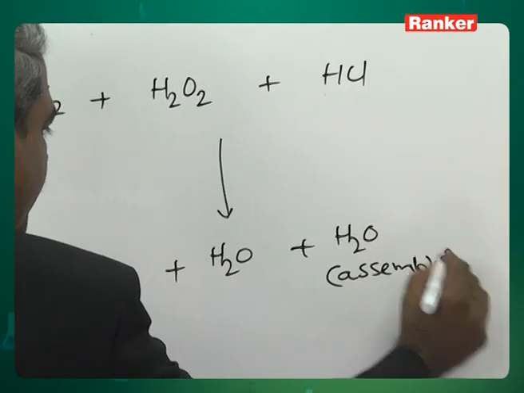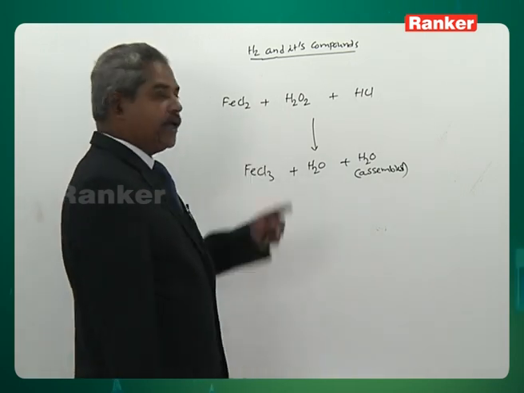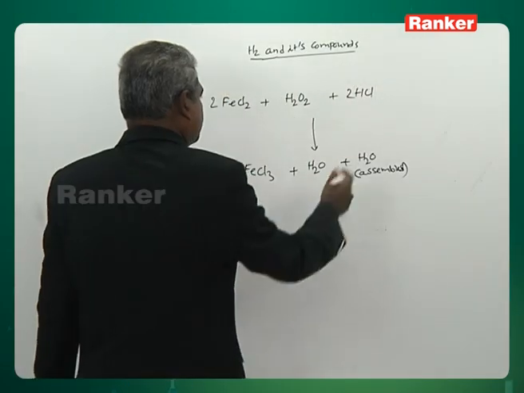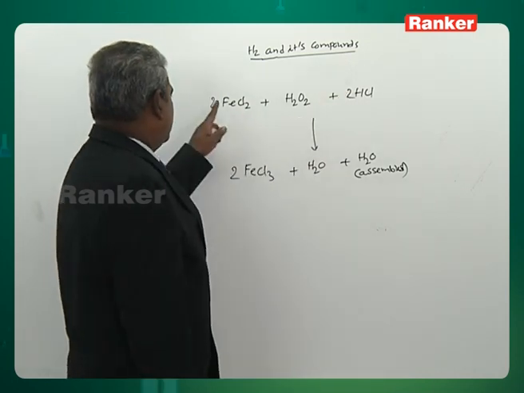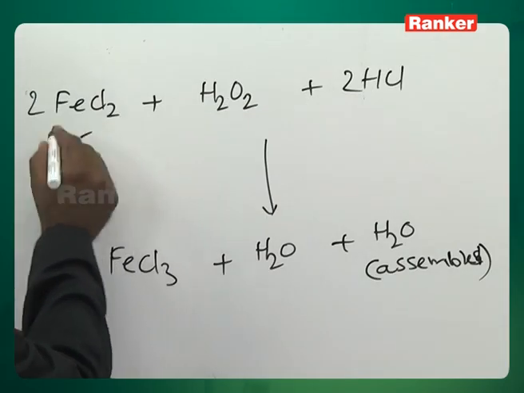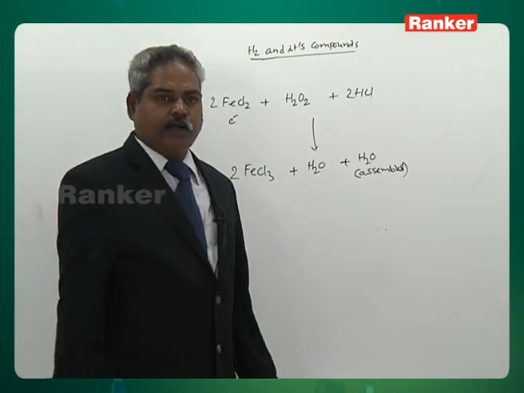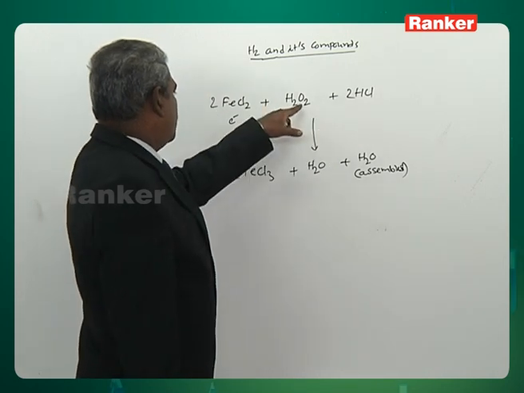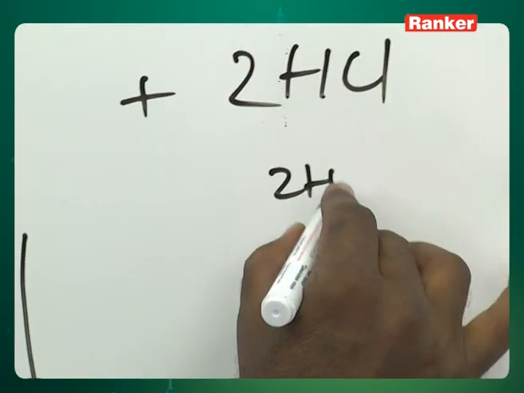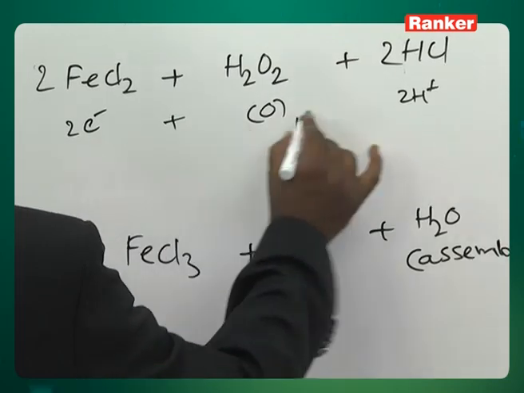Assembled H2O. But you need 2 ferrous ions, because each ferrous gives only 1 electron. So 2 FeCl2, 2 FeCl3, 2 HCl, and everything is automatically balanced. 2 protons from here, 2 electrons from here. So you are seeing FeCl2 here, but I am seeing an electron only. As far as I am concerned, FeCl2 means only 1 electron is provided. 2 electrons, 2 protons, oxygen: 2 electrons from this, oxygen from this, 2 protons from this. All of them assemble and H2O is formed.